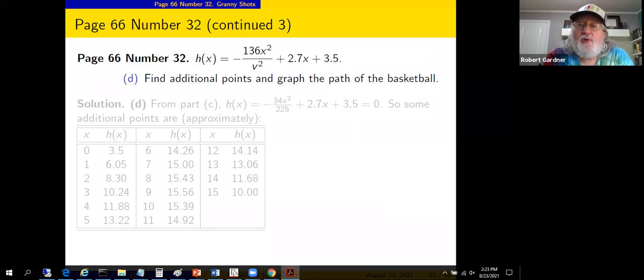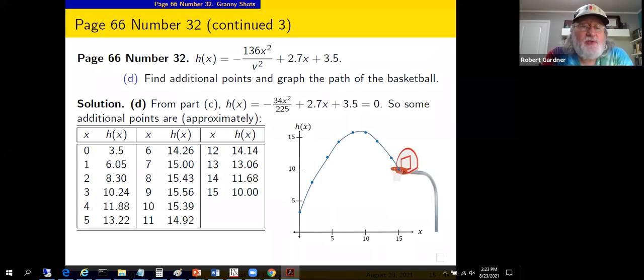Part D, find additional points and graph the path of the basketball. All right. Plotting points is not a good way to graph something, but right now we've got nothing else. So how about we plot output values for x between 0 and 15. Plug in 0, we get 3.5, somewhere around here. It's when the ball was released. Remember, it's an underhand shot. It goes up, somewhere around 9. We had the value of 15.56 from the previous part, it's somewhere around here. And then it goes down and it goes through the basket. This was the 15 feet over, 10 feet up point. The center of the basket's right there.